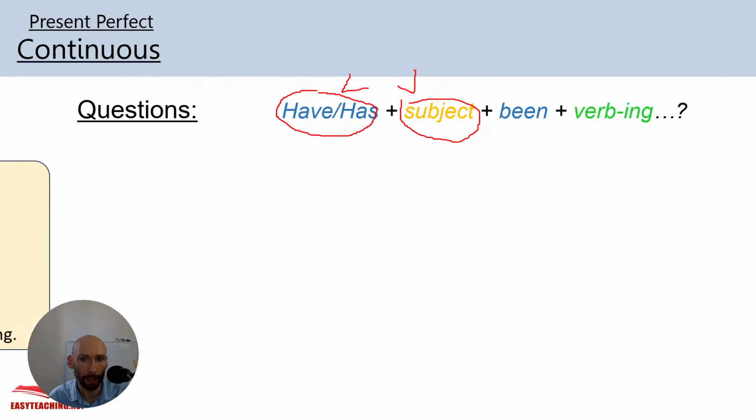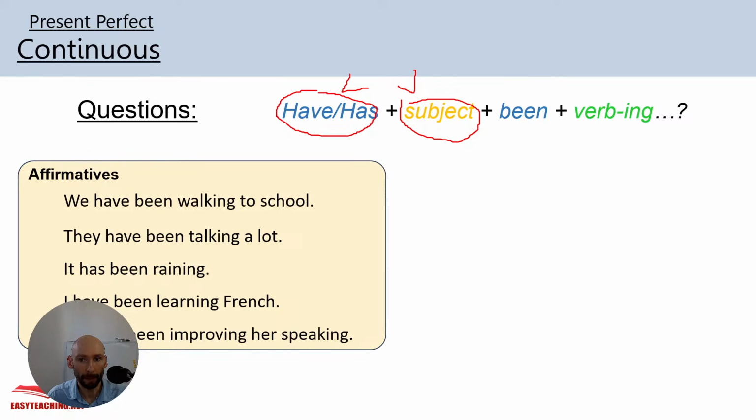Okay, to practice some questions, let's take our affirmative sentences from the start of the lesson and let's see if we can turn them into questions. See if you can do the first one by yourself before I have a go. Our affirmative sentence, the first one, we have been walking to school. Here, it starts with the subject. Then we have our auxiliary verb have. To form the question, we're going to need to switch those around.